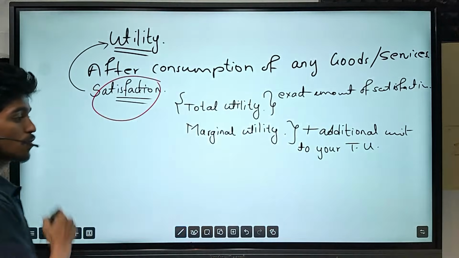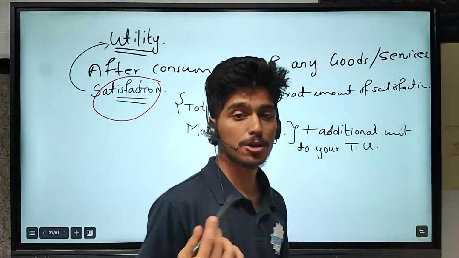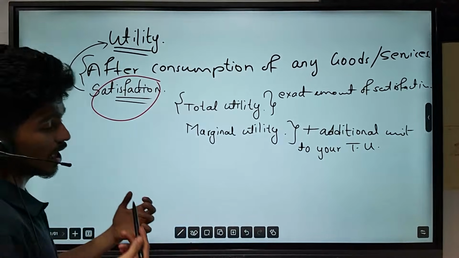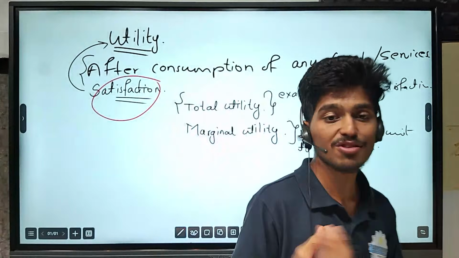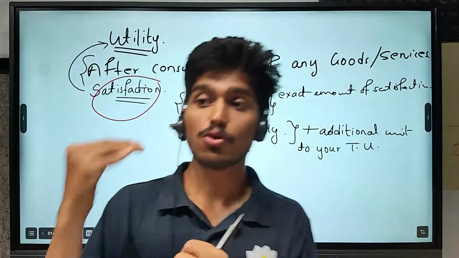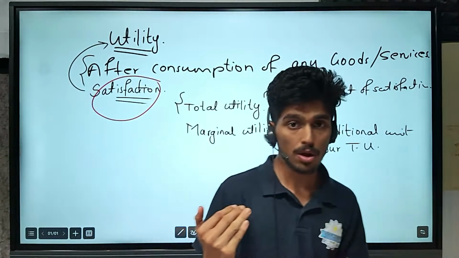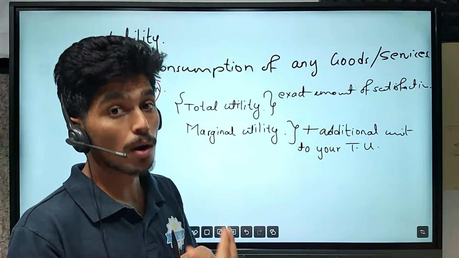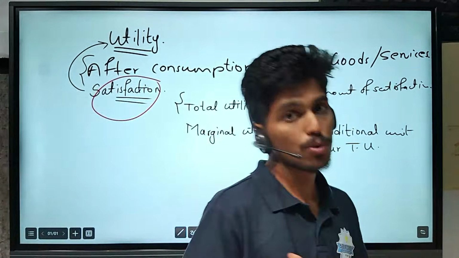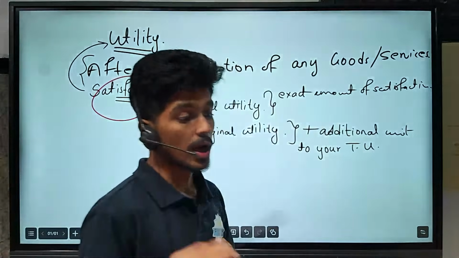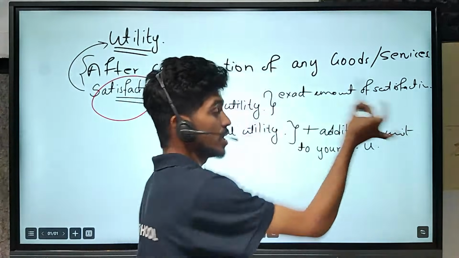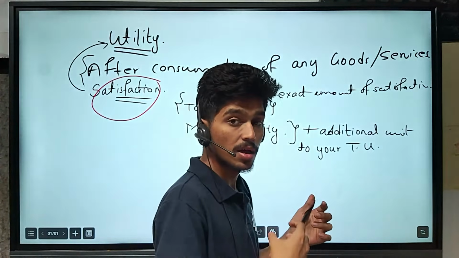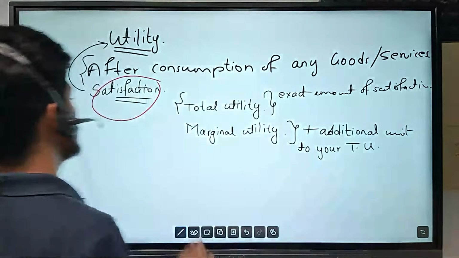Now this question might be asked for 2 marks: what is utility, or explain utility. When this question comes, you have to write the meaning of utility first, that after consuming any goods and services, the satisfaction we get is called utility. Then you have to write that utility is classified as total utility, which means the total amount of satisfaction we get after consuming any goods and services. And what is marginal utility? An additional unit that we add to our total utility, that is called marginal utility.